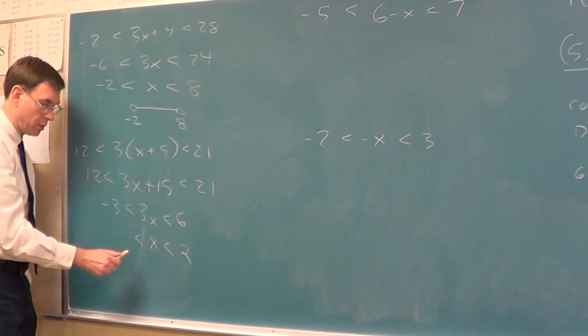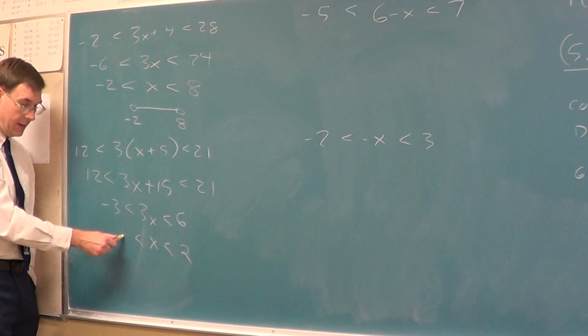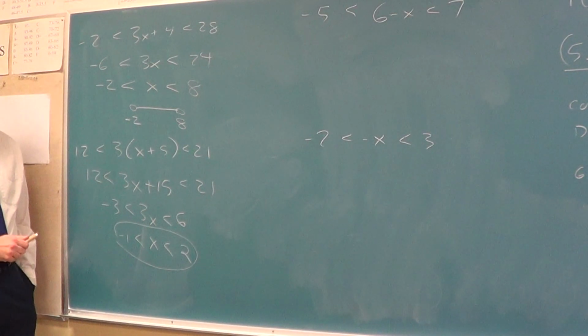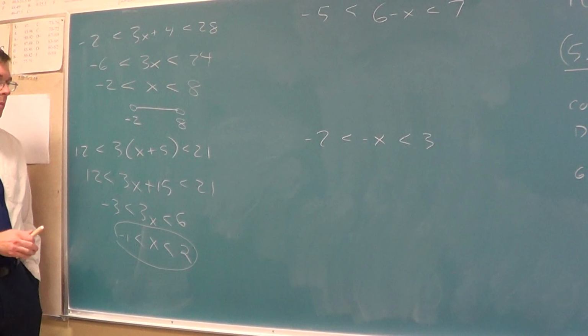6 will be a 2, because what are we doing? Dividing. 1. Negative 1, and that's a win. Question about that way? It's probably the most comfortable way.